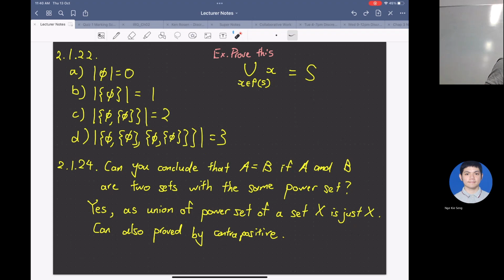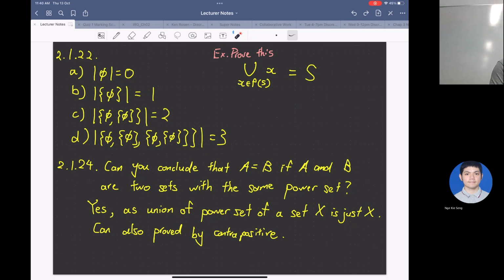2.1.24. Can you conclude that A equals B if A and B have the same power set? Yes or no? Why? Why yes? Why? A equals B. Why A equals B?